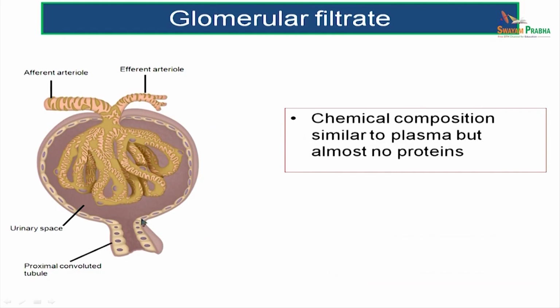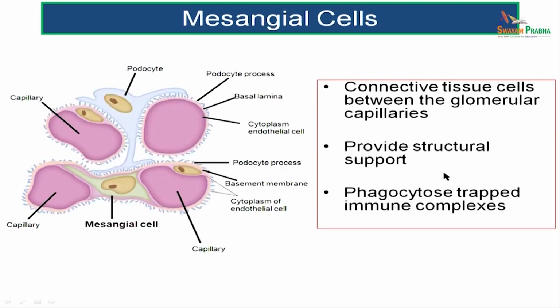You see in this picture, filtration will occur through the filtration barrier. So, the glomerular filtrate has a chemical composition similar to plasma, but please note, almost no proteins. It is similar to plasma, but almost no proteins, as the filtration slits act as mechanical barriers and they do not allow proteins to pass. So, that is about the renal corpuscle.